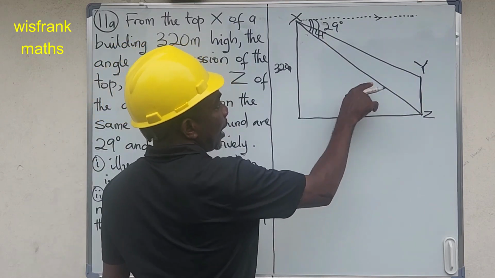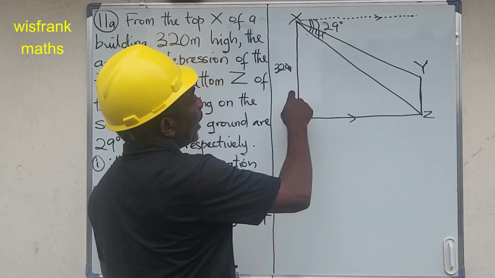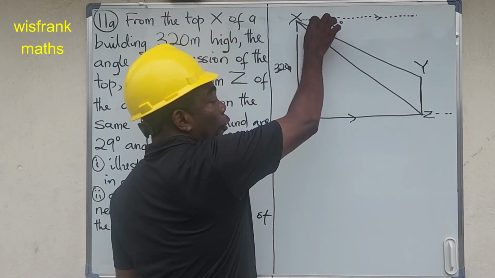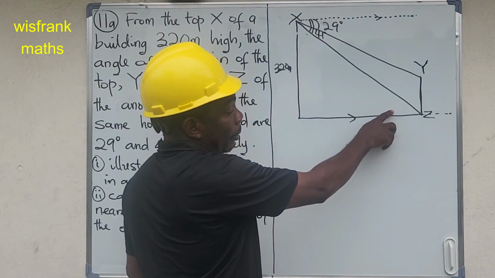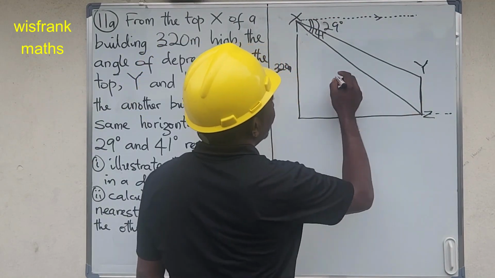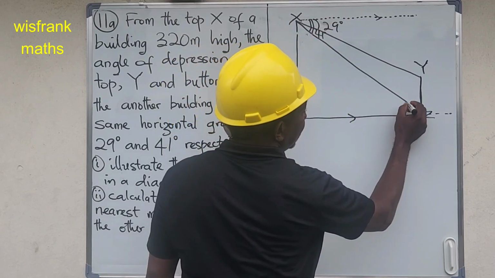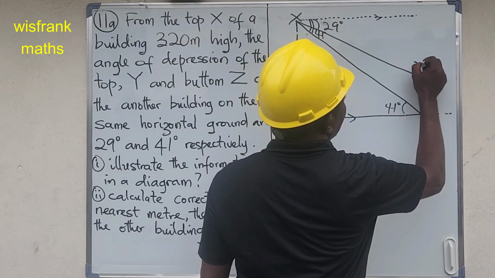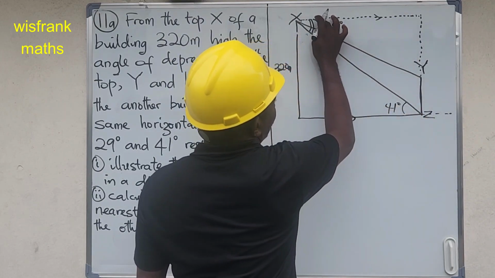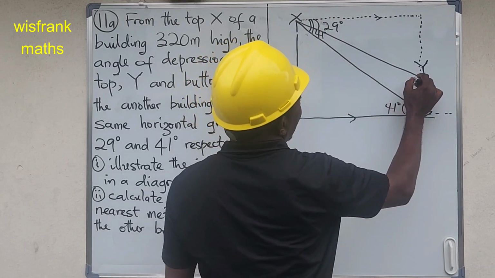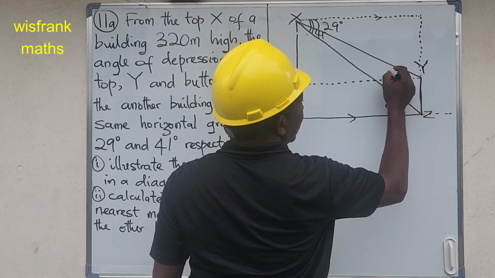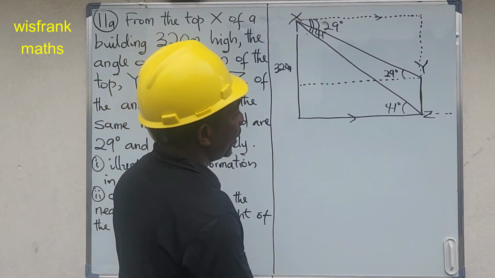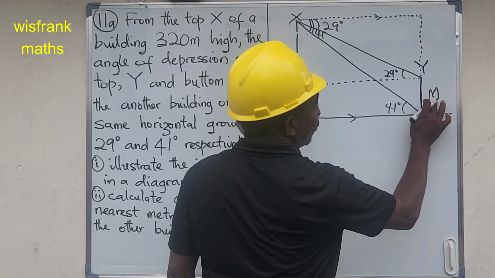So we can see that these are two parallel lines, and the line that cuts across the two parallel lines is called a transversal. The angle formed on top is equal to the angle formed at the bottom, which is called alternate angles. So when we have 41 here, this place will also be 41 degrees. And here, if we extend this one with a dotted line, here is 29, and here will also be 29 degrees because they are alternate angles. We are asked to find this place, which is, let's say M, the height of the building, M.